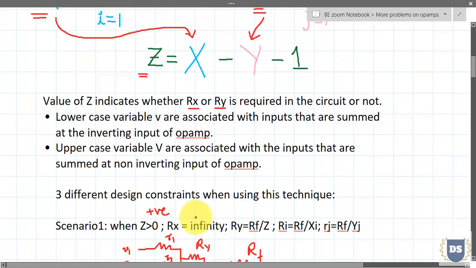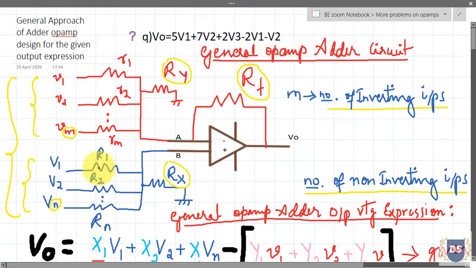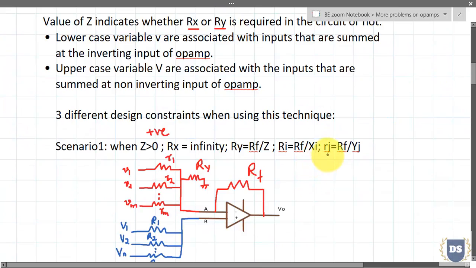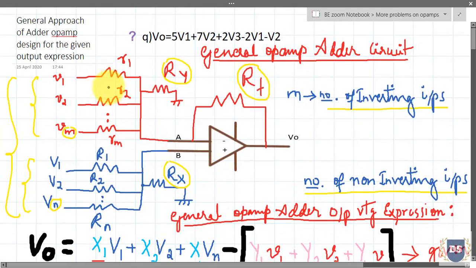So thereby I can leave out Rx in the op-amp design, and Ry value is given as Rf, that is feedback resistance, divided by Z, and Ri is given as Rf divided by Xi, and Rj is given as Rf divided by Yj. Here capital R is used to indicate the resistances associated with non-inverting input terminals, and small letter r is used to represent resistances that are associated with inverting input terminals.